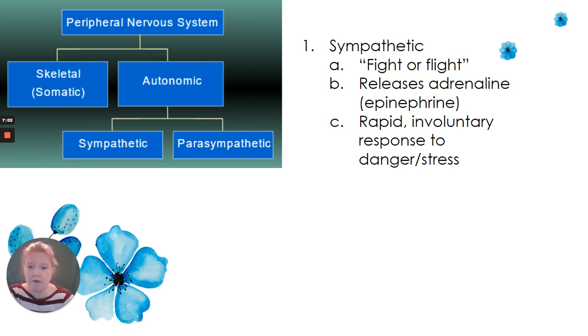It is a rapid, involuntary response to danger or stress. Okay, it opens your airways. I think that's why we use it in an EpiPen, epinephrine. It dilates your pupils. Okay.